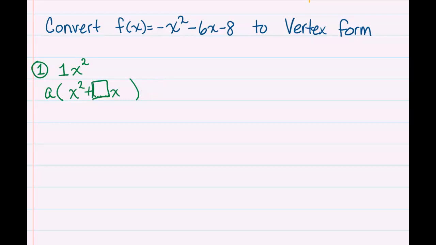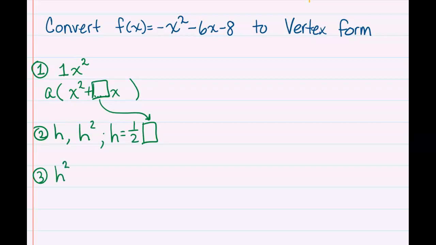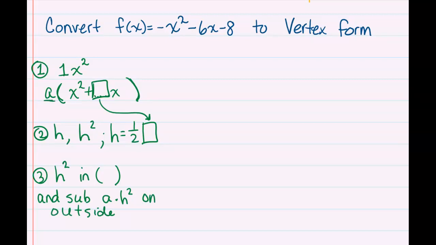The second thing we're going to do is we're going to go find h and h squared. And the hint of the day is h is equal to half of whatever is in that box that was in front of x. The third thing we're going to do is we're going to add h squared into the parentheses that we created up here in step number 1, and we're going to subtract a times h squared on the outside. That a is this number that we have in front of our parentheses.